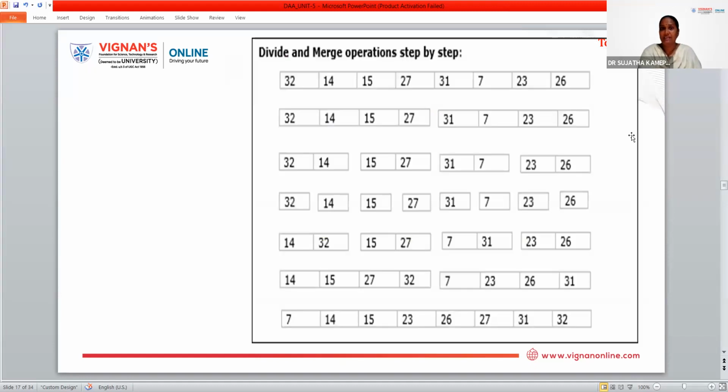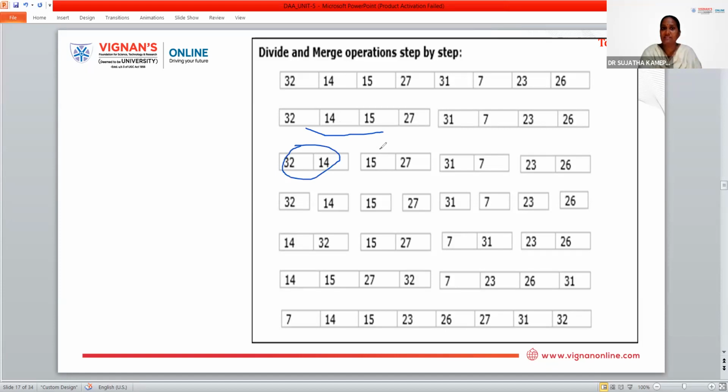Now here you can clearly understand one more example. Here you are given an array which contains 8 elements. We are dividing the array into 2 subarrays. This contains 4 elements and this contains 4 elements. Now here, again this subarray is divided into 2 halves.